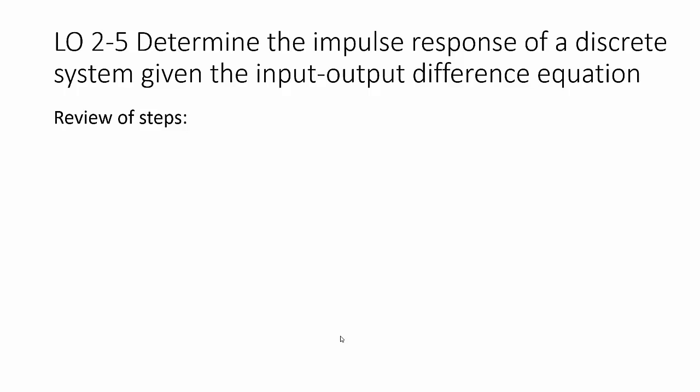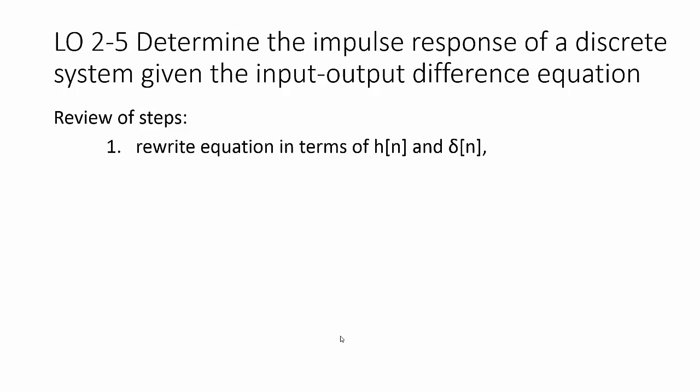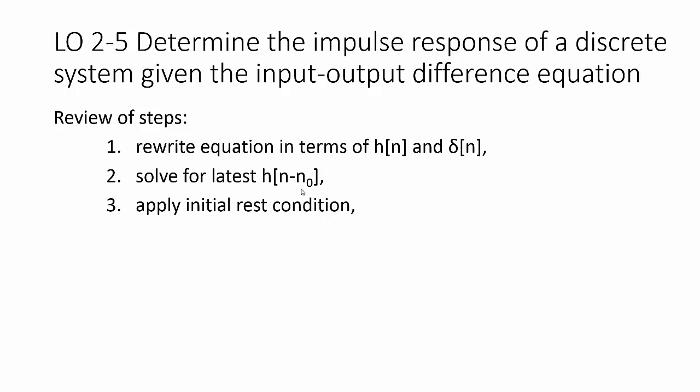Let's review the steps. Rewrite the equation in terms of h of n and delta of n. That's just substituting that y of n is h of n and x of n is delta of n. Solve for the latest h of n minus n naught. You don't know what this n naught value is. It might be 0, might be 1, might be negative 1. Whatever has the latest value in time. Apply the initial rest condition. h of negative infinity is 0. And everything before negative infinity was also 0.